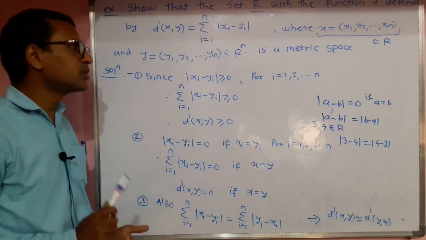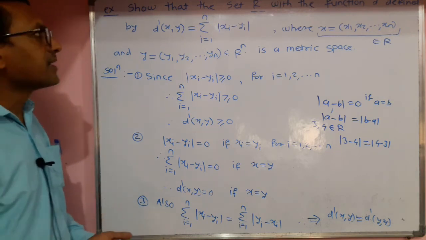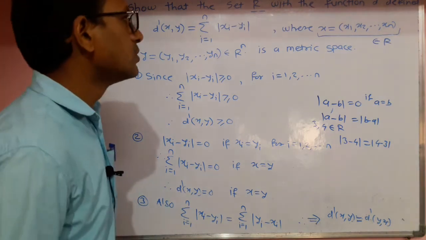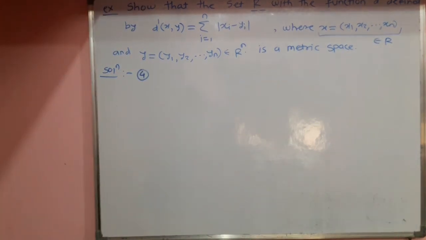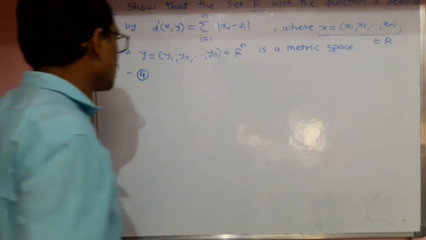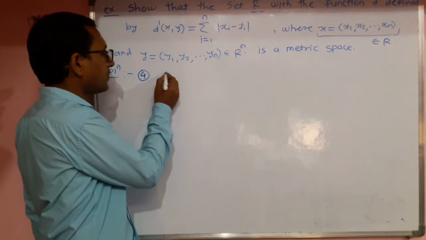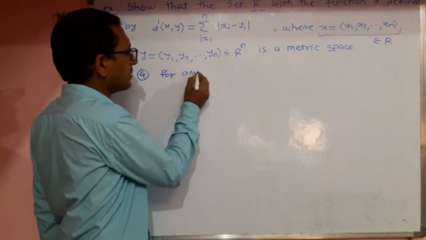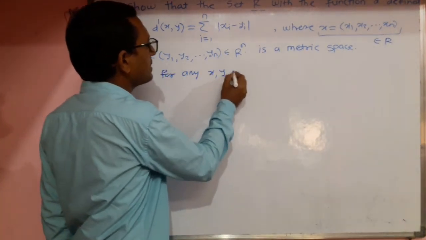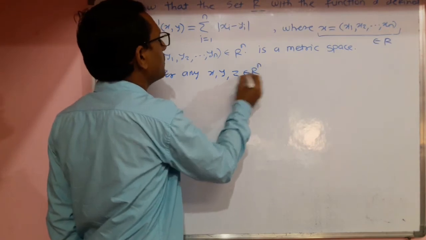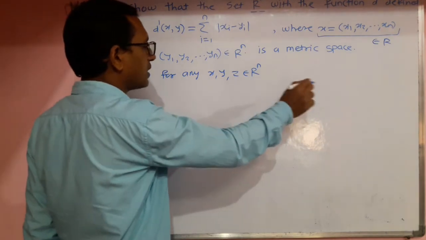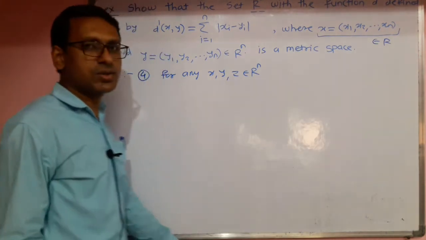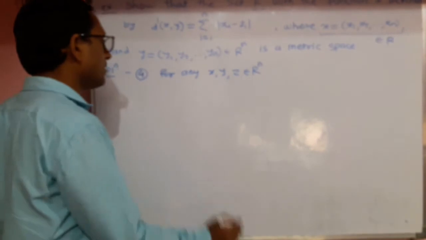Now lastly, I want to prove the triangle inequality. So we prove the triangle inequality for any x, y, z belonging to R raised to n. So for any three order n tuples, x is equal to x1, x2, xn, y is equal to y1, y2, yn, and z is equal to z1, z2, zn.